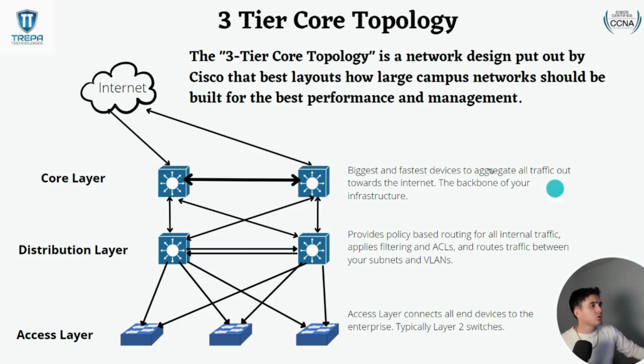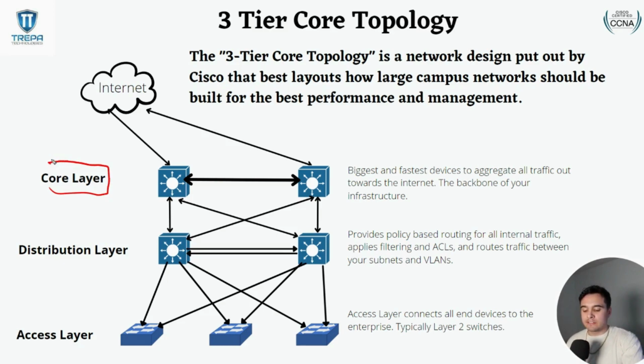So the 3-tier core topology is going to split up your large campus networks, your LANs, into 3 different layers, each with their own specifically designed purpose. And the hardware is going to be different because of the traffic load and the aggregation that we're doing at the different layers. So this is going to be built for a large campus network for performance and the best way to manage those devices, especially if you're doing traditional networking.